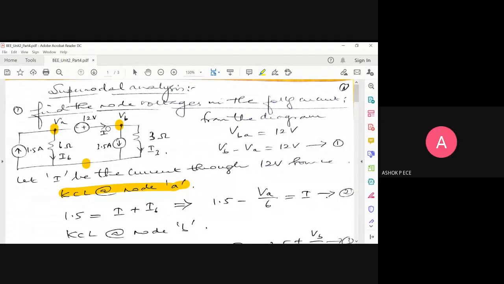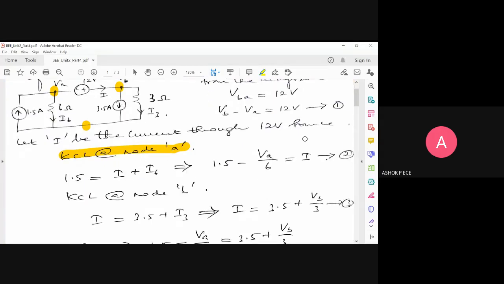What did I say in the beginning? We have assumed the current through the voltage source to be I, correct? Yes, sir. I told you we have to eliminate this I. We cannot write the expression for I directly. So we have to eliminate this I. I didn't find what I is; I just rearranged the equation and got I.